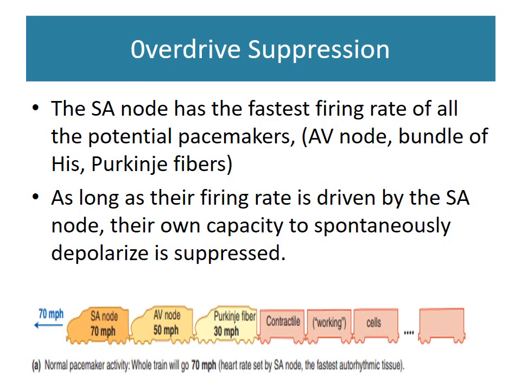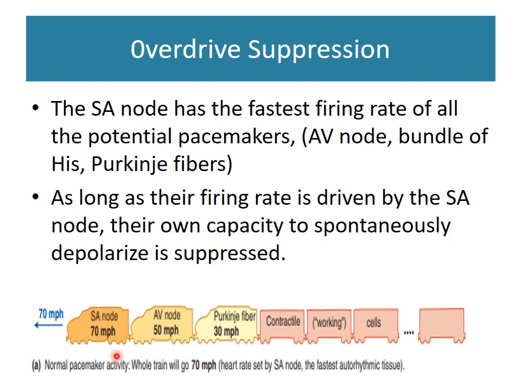The potential pacemakers like the AV node, bundle of His and Purkinje fibers are capable of impulse generation, but as long as their firing rate is driven by the SA node, their own capacity to spontaneously depolarize is suppressed. Look at the analogy below that shows how the SA node drives the rest of the heart at its own pace, or you can say rate.